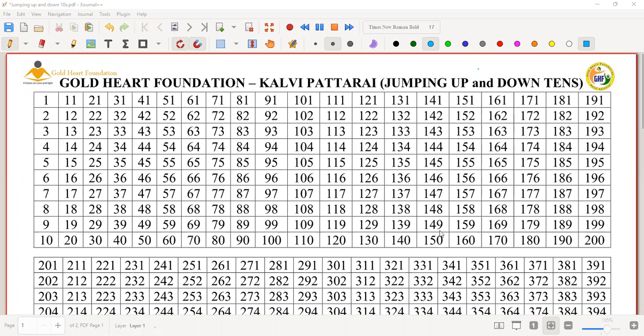All right. Okay. So here is the number table which you have. This is known as jumping up and jumping down tens. You can easily see the numbers, isn't it? There is a pack of 10.